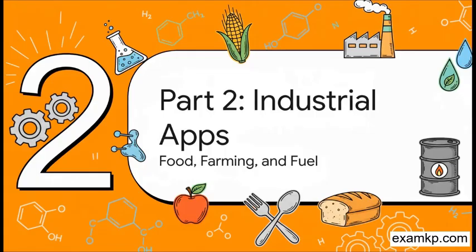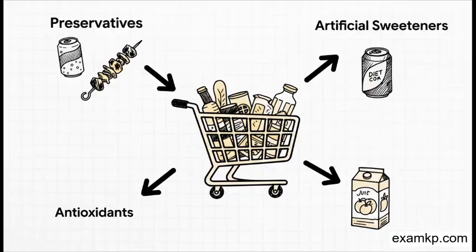Let's move on to our second part now. We're going to look at some major industrial applications, specifically how chemistry is used in food, in farming, and for fuel. Okay, let's talk about what goes into our food.